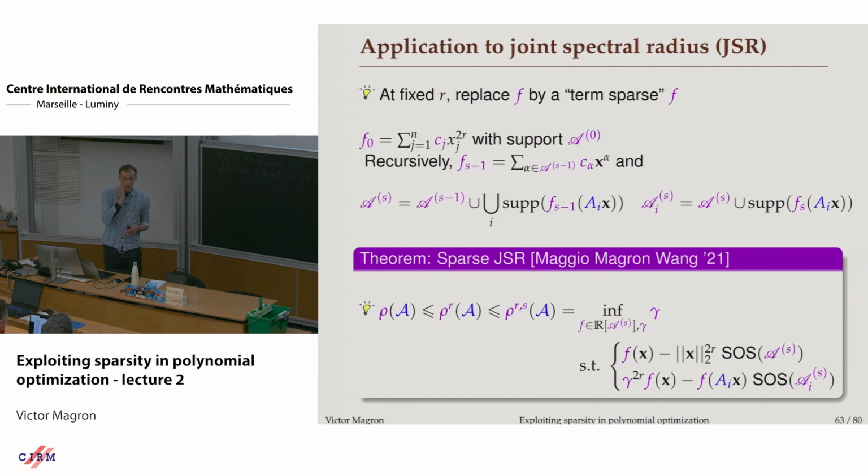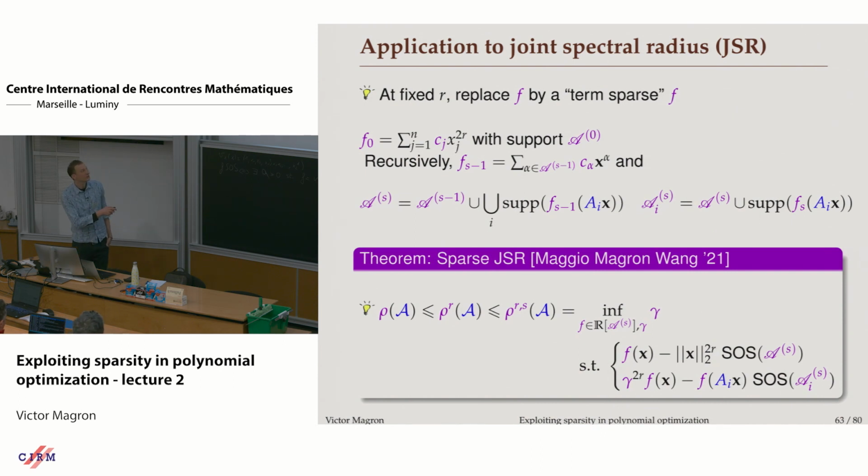Yes? How did you fix the support? Is it like random? Because I'm seeing xj^2 to the power r. Why not take other monomials for the support or the dense? So you want F to be close to a norm, right? You can also start with other supports, but this one is one example of support for which it will converge in finite time to the dense case.